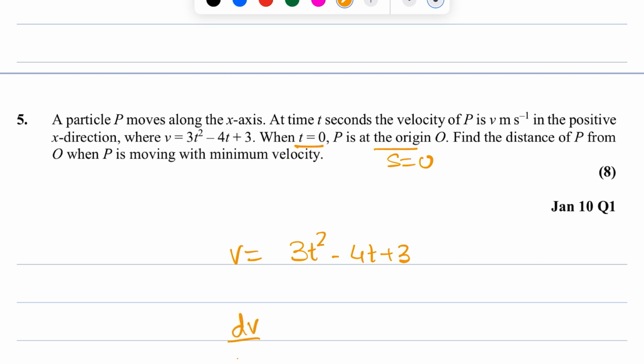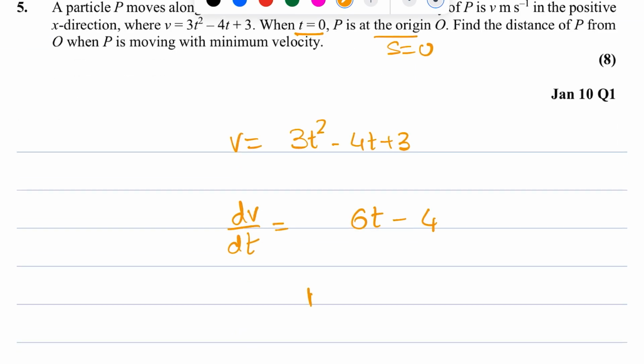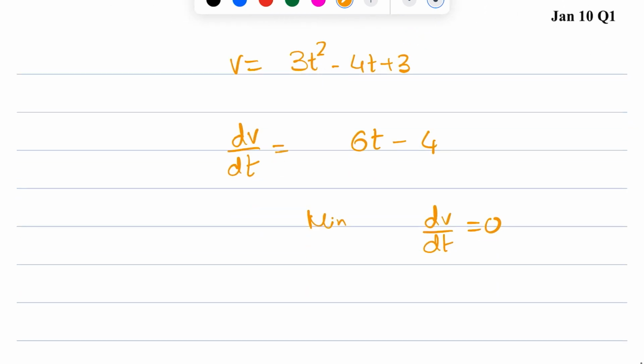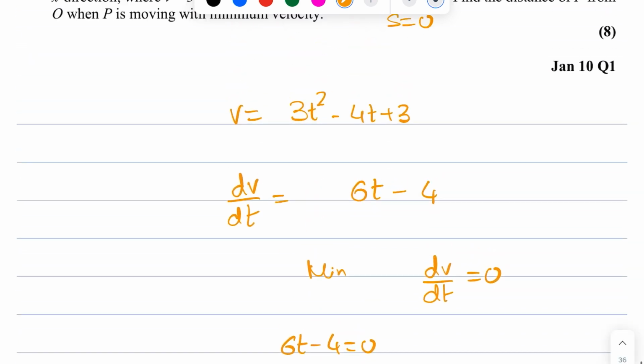So first of all, find dv by dt to find the minimum velocity. It is 6t minus 4. Minimum velocity means at the minimum point the first derivative should be equal to 0. Acceleration is 0. So 6t minus 4 equals 0, t equals 2 upon 3 seconds. Whenever at minimum or maximum, the first derivative should be equal to 0. So time equals 2 upon 3.